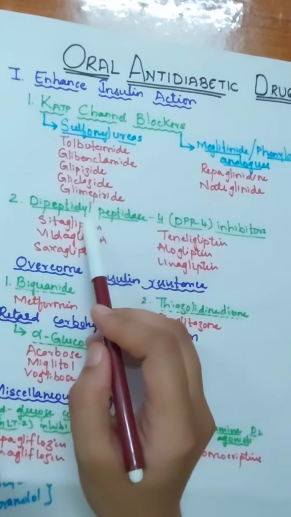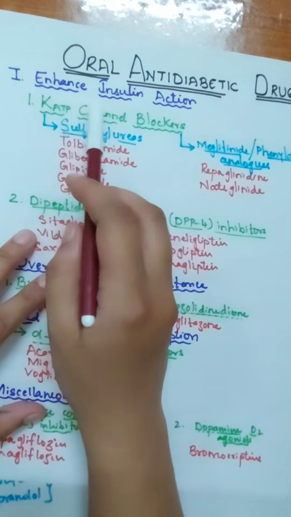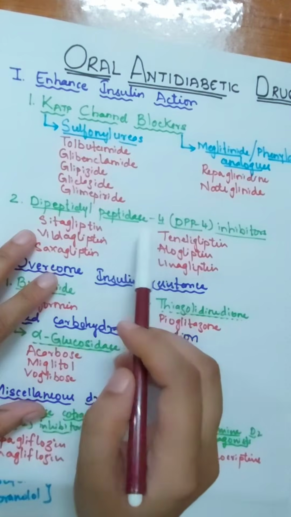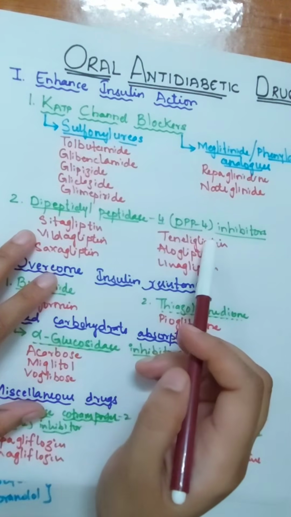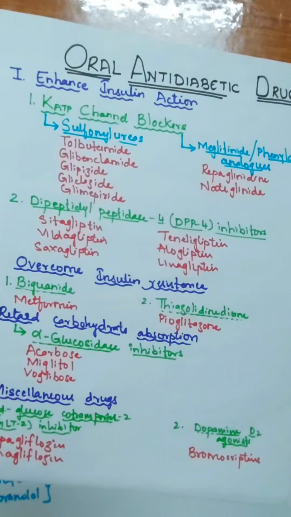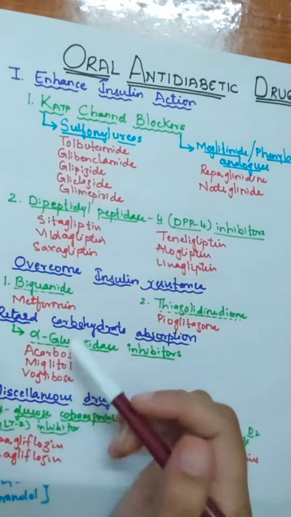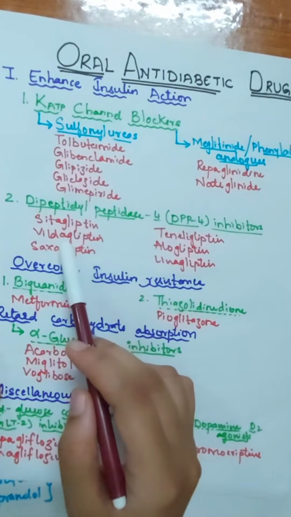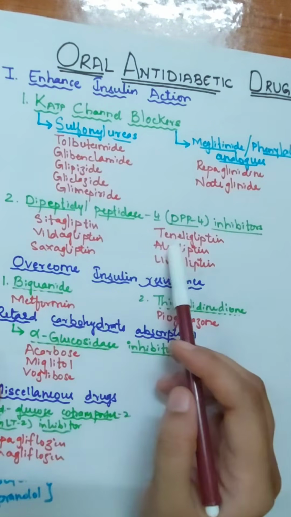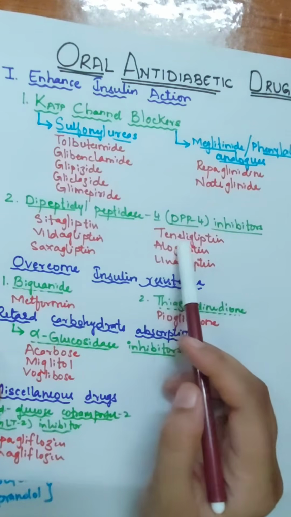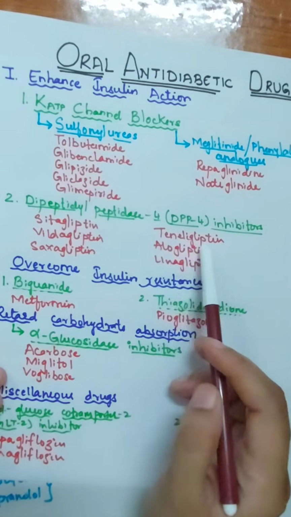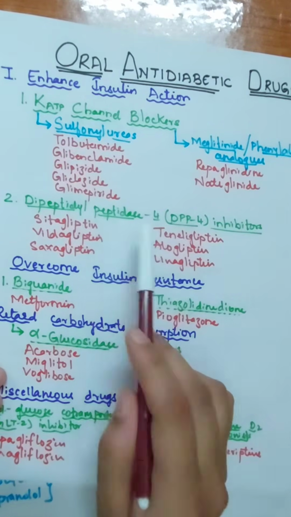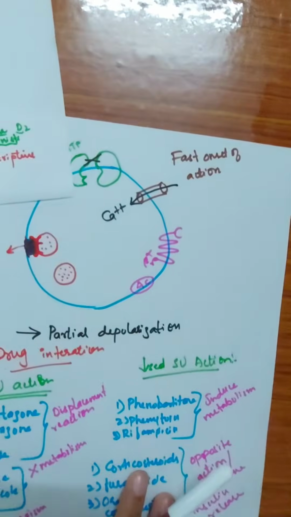Next, another class of drug that comes up under the heading of enhanced insulin action is the dipeptidyl peptidase 4 inhibitors. Okay, and we know about this enzyme. So first of all, checking out the examples of these DPP4 inhibitors, that is sitagliptin, vildagliptin, saxagliptin, teneligliptin. It's looking like Tenali Rama. Okay, teneligliptin, alogliptin, and linagliptin. Now, what this enzyme will be doing? Yes, we know very well.